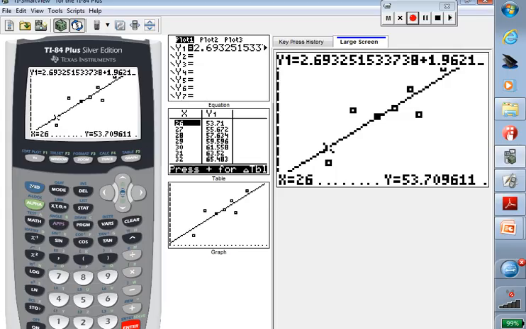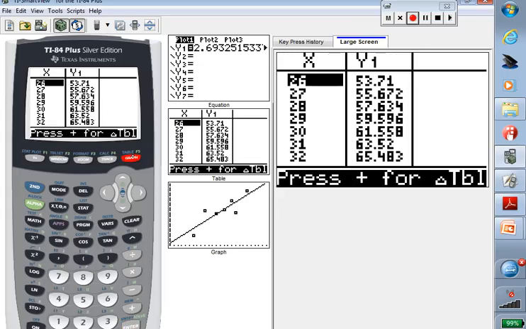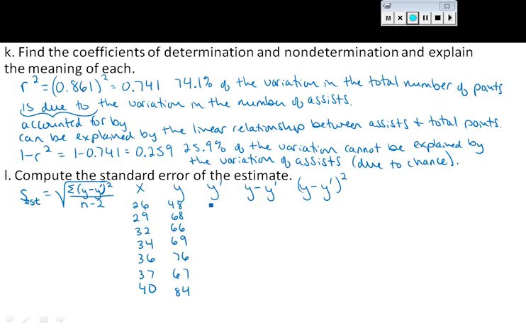Other option, second graph, will give you your table. You can arrow down and find each y value you need for each x. So totally up to you, whichever way you'd like to do that. I'm going to go ahead and jot those down in our table.